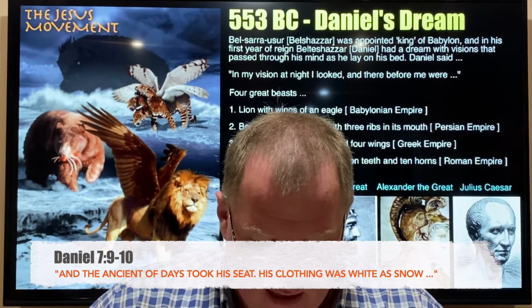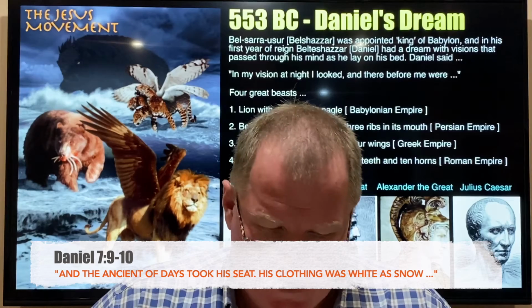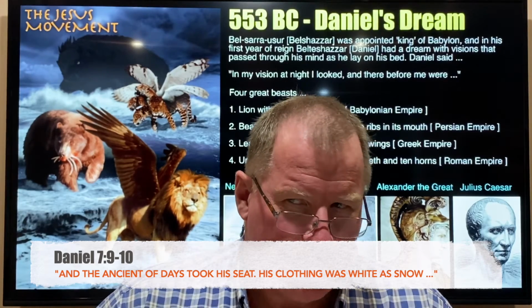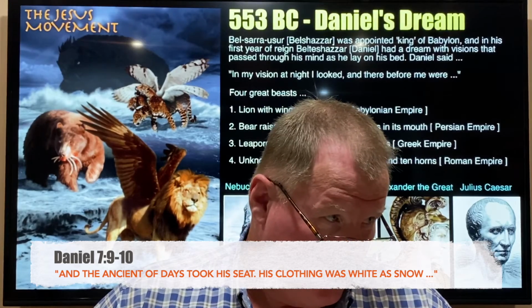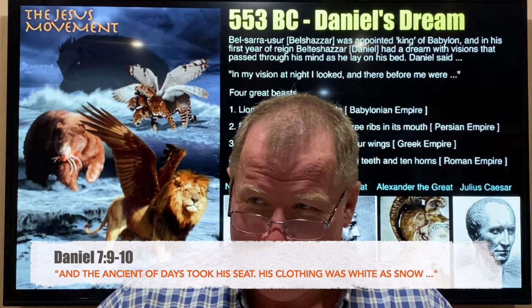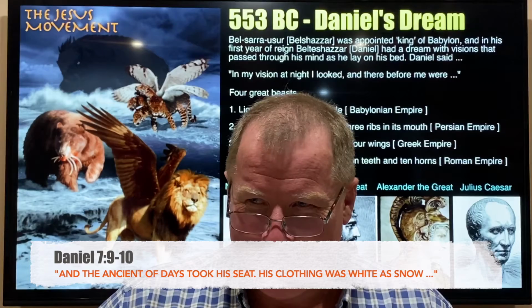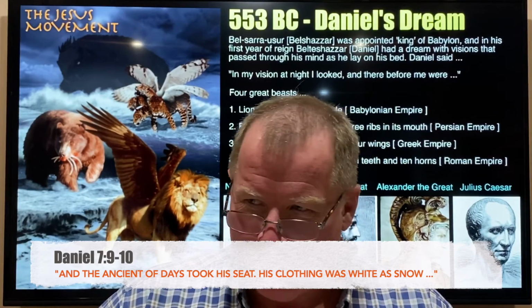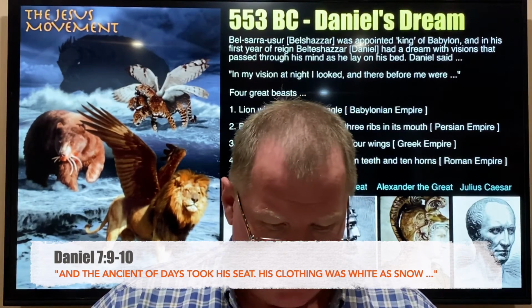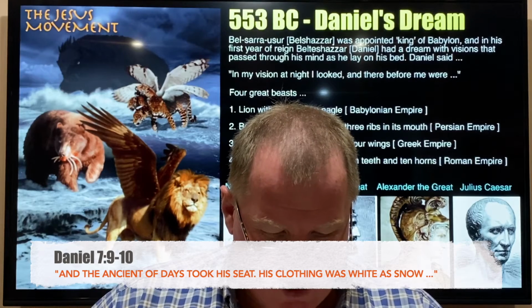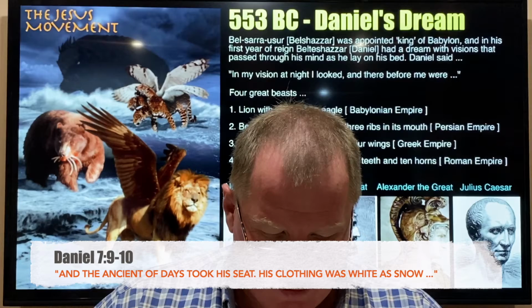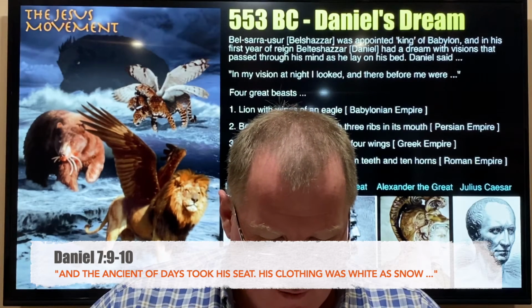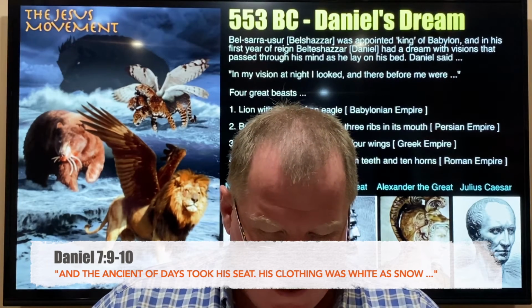It says, "And the Ancient of Days took his seat." Who's the Ancient of Days? God the Father? Jesus? So the Ancient of Days is normally a term for God the Father. Okay, so the Ancient of Days took his seat. His clothing was white as snow. The hair of his head was white like wool. His throne was flaming with fire, and its wheels were all ablaze.